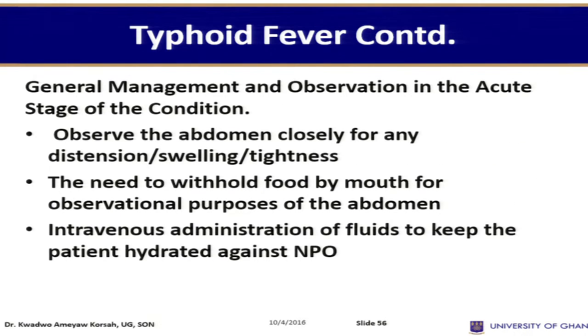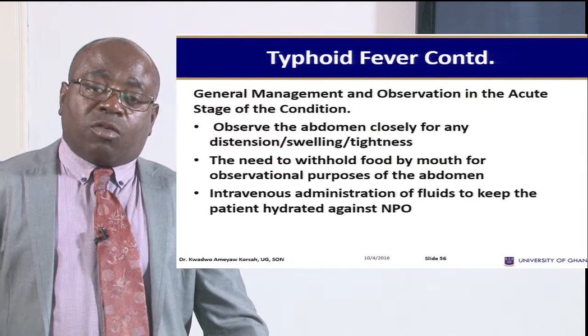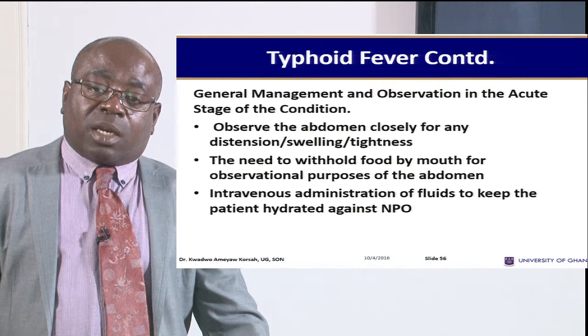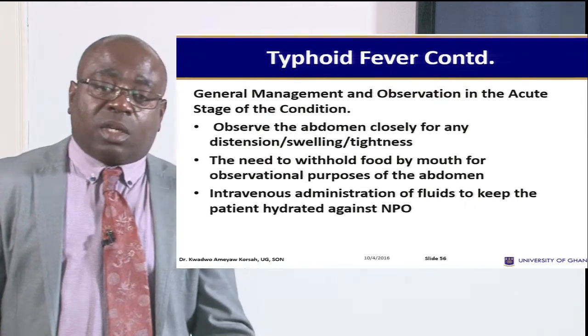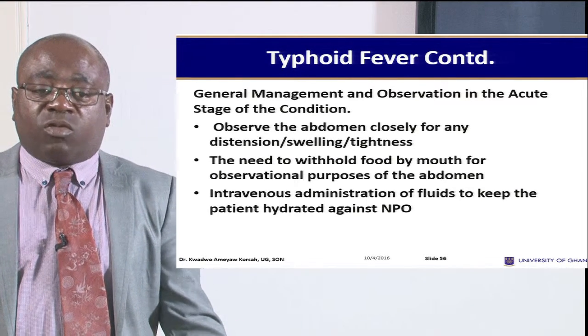And then general management and observation in the acute phase of the condition is very important. Observe the abdomen closely for distension because of possibility of perforation. So once the patient is under your care, we should be checking the abdomen from time to time for swelling, tightness. So the initial point is that you need to look at the initial shape of the abdomen, and then from time to time you observe. You can even measure to see whether it's becoming large, and that tells you that probably there's a possible perforation, and the need to withhold food by mouth for observational purposes is also very important.